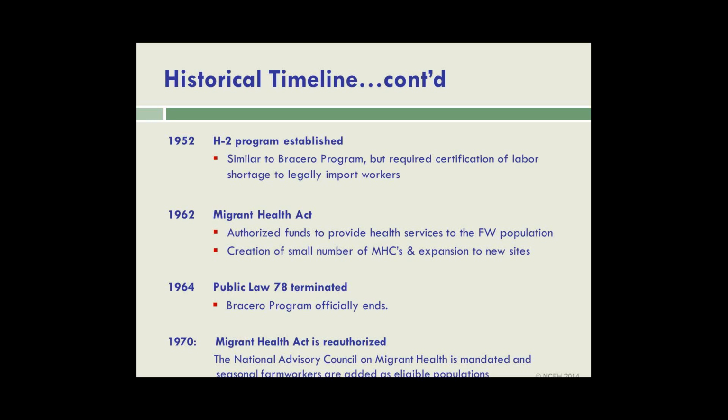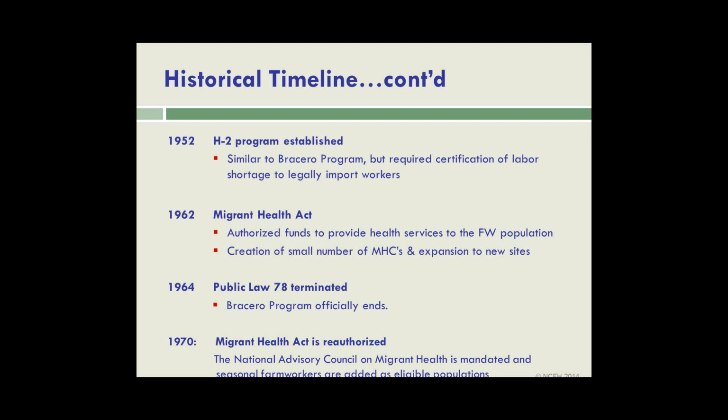Although Public Law 78 was terminated in 1964, the importation of migratory workers has not stopped and continues under the H-2 program, which is now known as the H-2 Agricultural Worker Act. This program allows foreign workers to come in legally to perform agricultural labor.